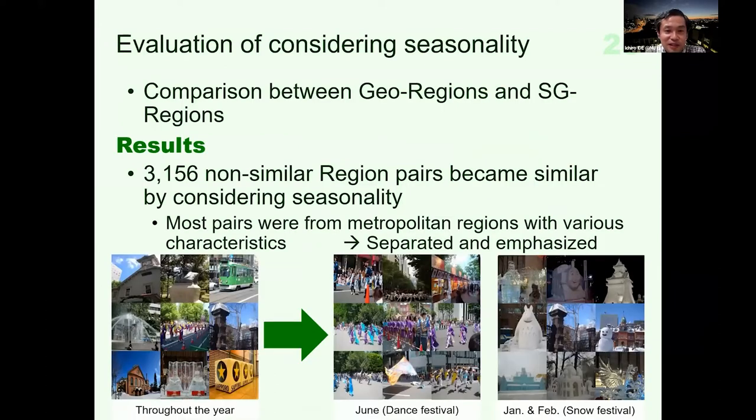So let's see about the seasonality. We compared the georegion without the season and the georegion with the season. This is of course quite apparent. Actually 3000 non-similar georegion pairs became similar by considering seasonality. You see in this example on the left side, throughout the year, it shows various stuff, like the snow festival and some very warm weather. But if you split this based on seasonality, we can find a festival in summer and also a festival with snow and ice. Those are quite different, and they happen at different times of the year. So that seemed to be effective.